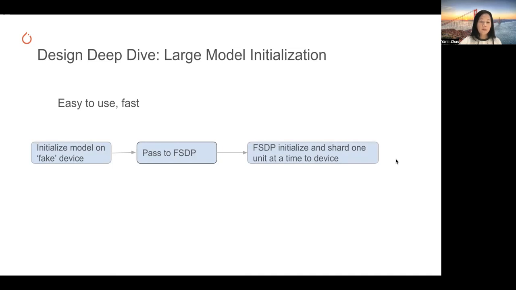We introduced the deferred initialization method. Combined with FSDP, the deferred initialization context manager first initializes a model on a fake device and then passes the model to FSDP. FSDP will initialize and shard one unit of parameters at a time directly on the device. This design makes large model initialization very easy, as it does not require users to modify the model authoring code. It is also very fast because all the initialization and sharding happen on the device directly.